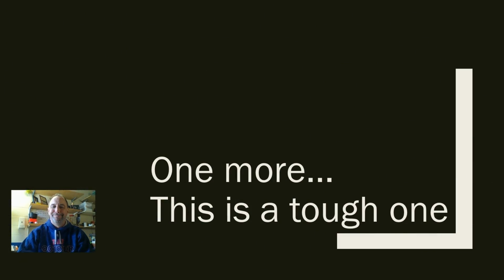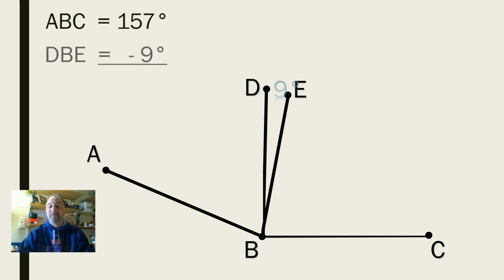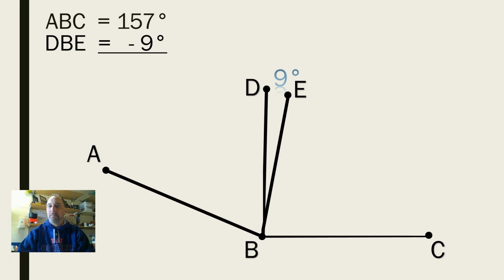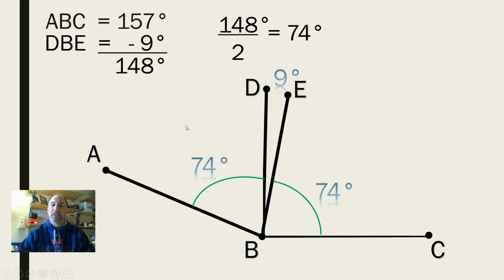Very buggy. This is a tough one now. Or is it? So, it tells me here that ABC is 157 degrees because this is a non-standard angle. I know that DBE is 9, so I subtract 9. I get 148. Divide 148 by 2. I get 74 degrees.